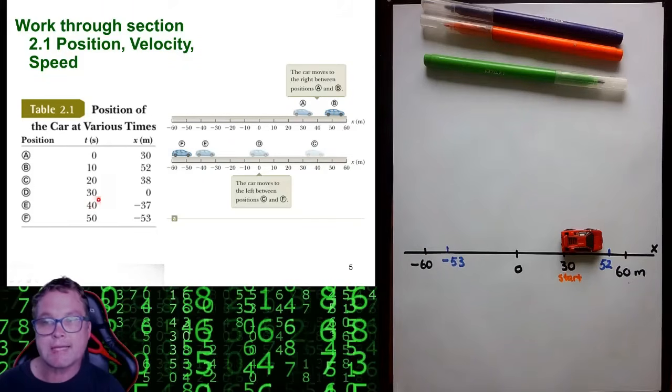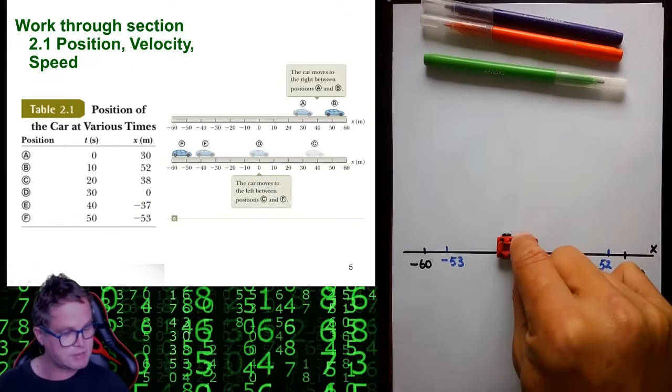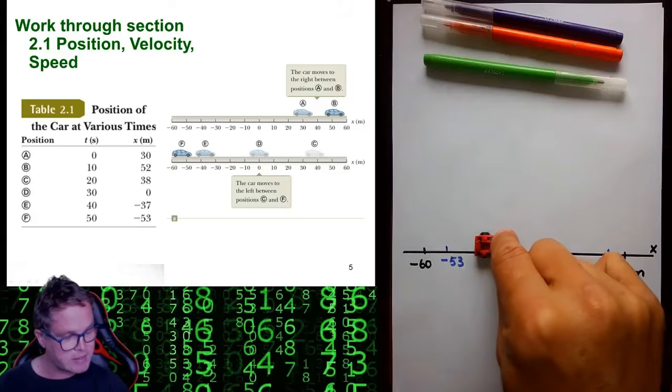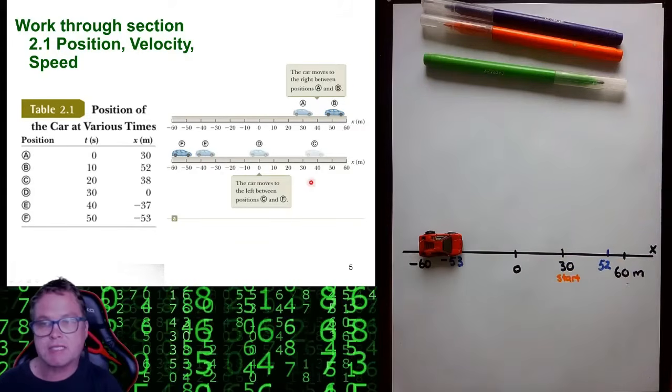After 30 seconds have elapsed, we are now dealing with point D. We find that the car is at 0 displacement. So that means after 30 seconds have elapsed, the car is all the way back at the beginning. And carrying on like this, we see up to point F. After 50 seconds have elapsed, the car is at minus 53. So the car is now at this position here, minus 53.